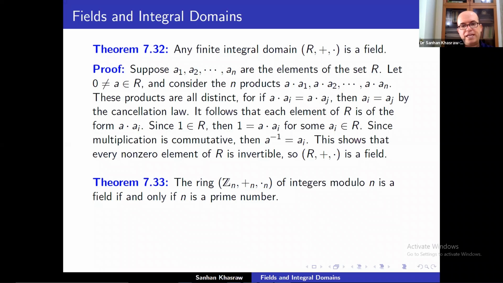So the ring Z_n, the integers modulo n, as I mentioned before, is a field if and only if n is a prime number. So is this the only finite field? No. We do have fields with 4 elements. We do have fields with 9 elements. But this one is a finite field. I will talk about the other fields later in the part on polynomial rings, inshallah.